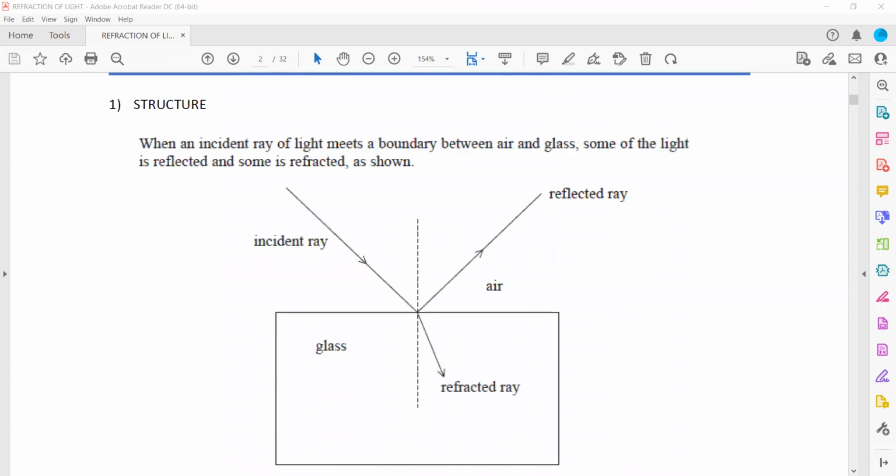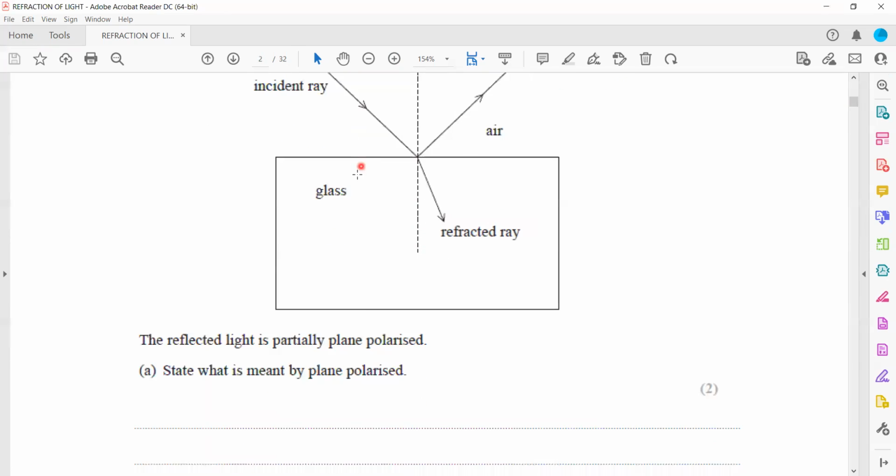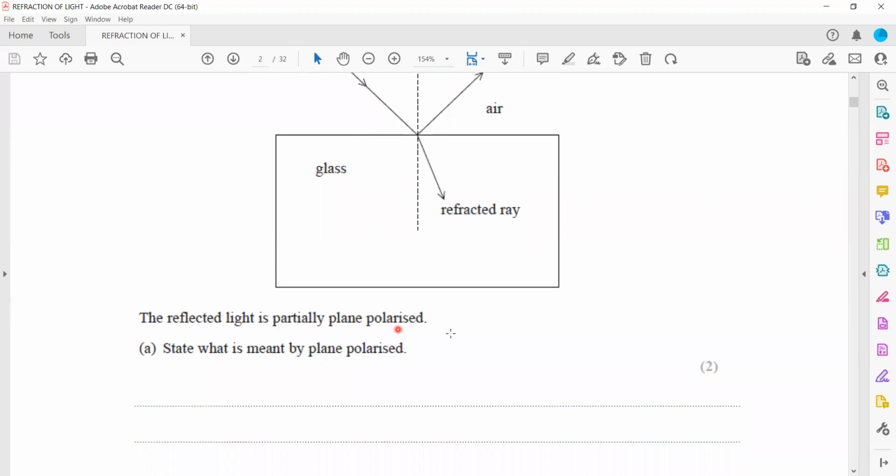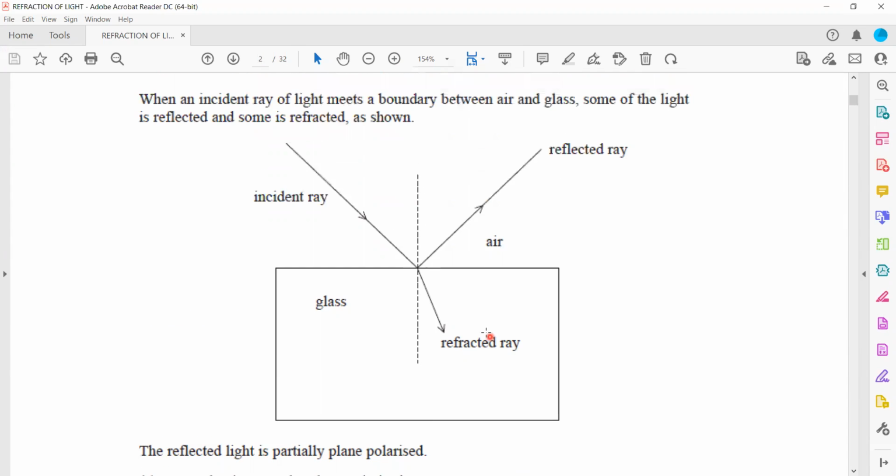In the first question, when an incident ray of light meets a boundary between air and glass, you can see here the incident ray strikes the air and glass boundary. Some of the light is reflected and some of the light is refracted, as shown. The reflected light is partially plane polarized. What is the meaning of plane polarized?